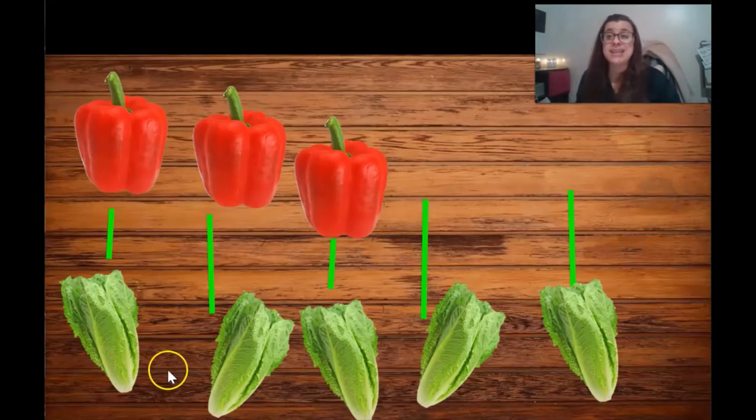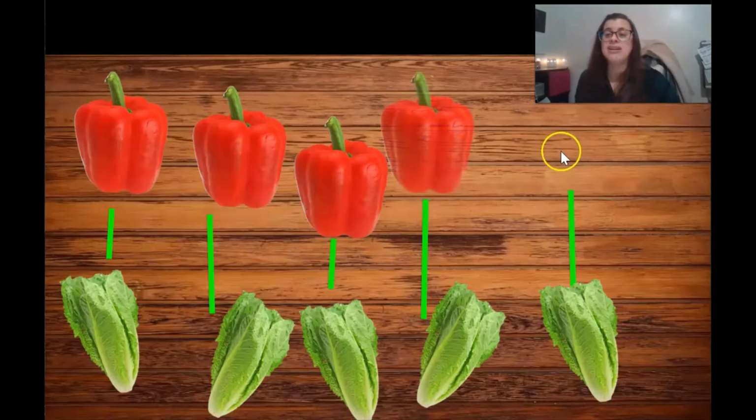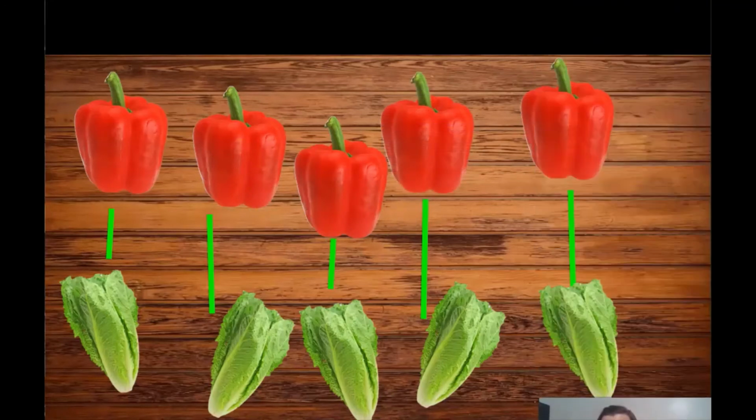I could go back and count my lettuce. 1, 2, 3, 4, 5. I know that I have 5 heads of lettuce and just 3 peppers. I'm going to start counting from this pepper and add as I go. 1, 2, 3, 4, 5. That makes 5 peppers and 5 heads of lettuce.